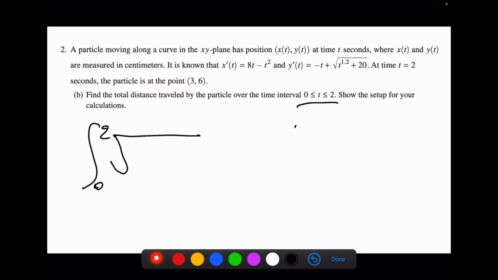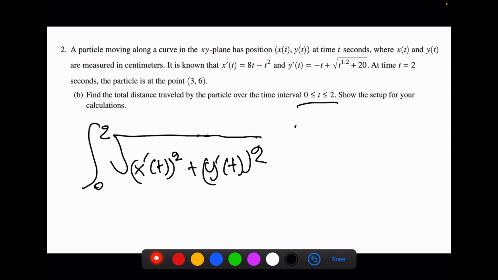We know that position is the integral of velocity, right? So displacement is the integral of velocity. If I integrate the magnitude of velocity, so the speed, I would be able to get the distance. So I integrate from 0 to 2 the square root of x prime of t squared plus y prime of t squared, and this should actually give me my answer. If I plug that into my calculator, I should get an answer of, all right, hold on.